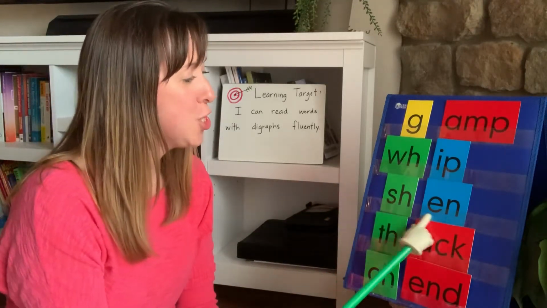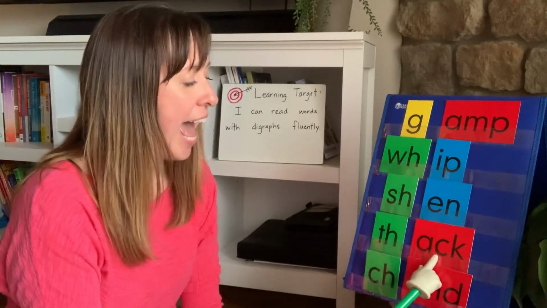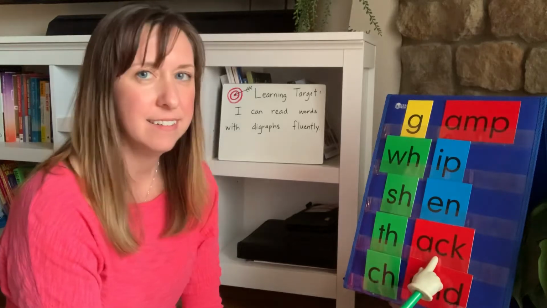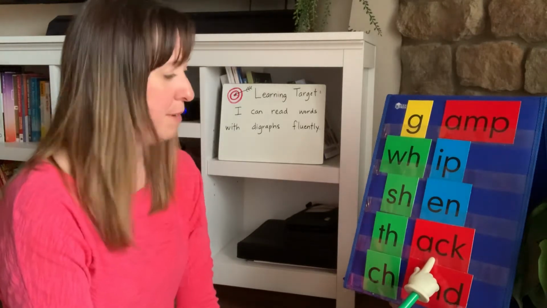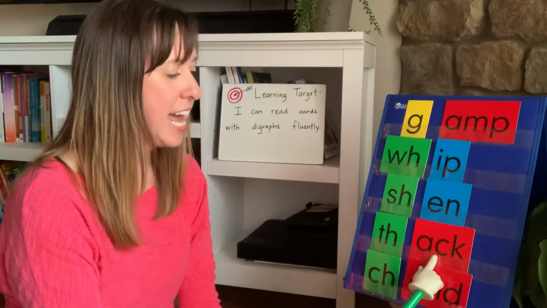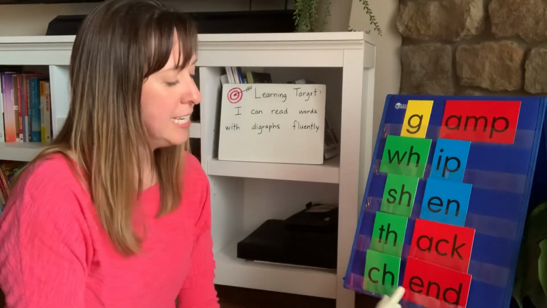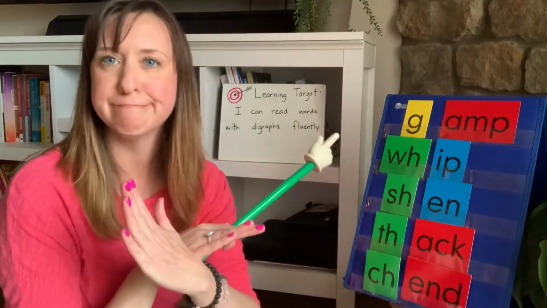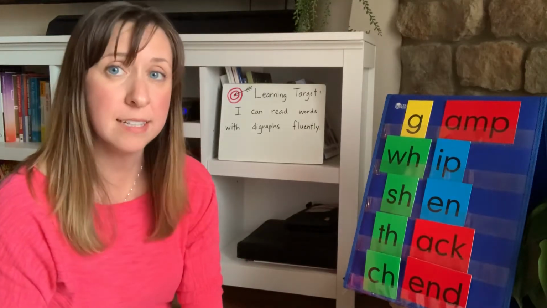Sh, en, shen. Not a real word. V, ak, vac. That was the voiced sound. Are you ready for the unvoiced sound? Maybe you guys can be ahead of me. Th, ak, thack. Still not a real word. Ch, end, chend. Not a real word. We didn't make a lot of real words today, but we did some good practice.